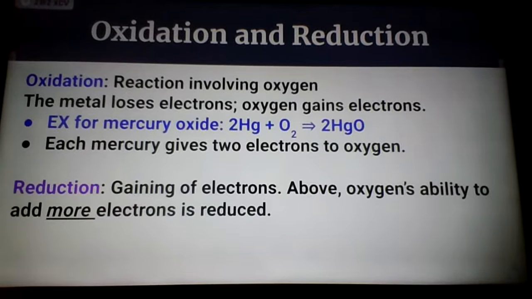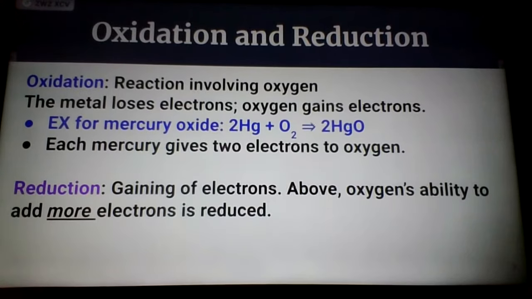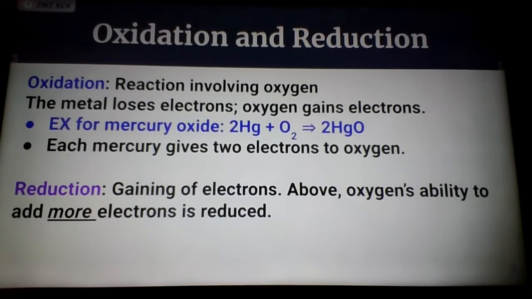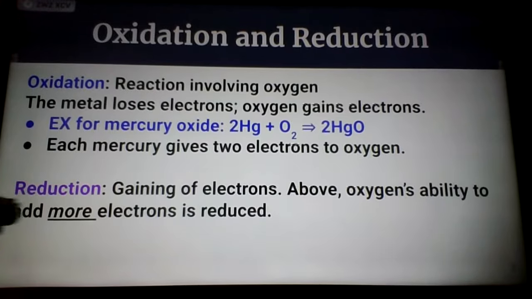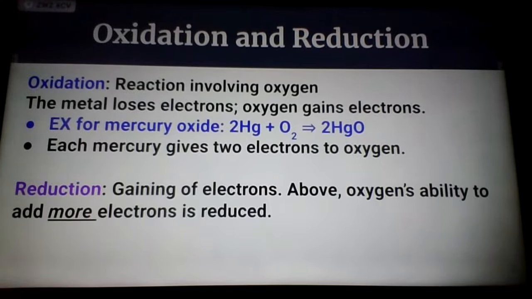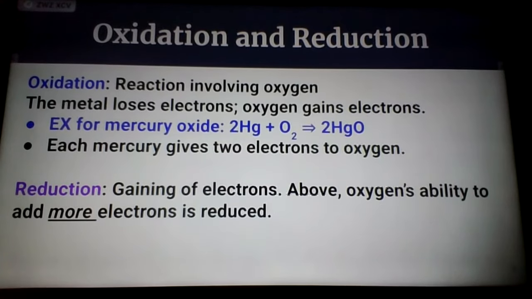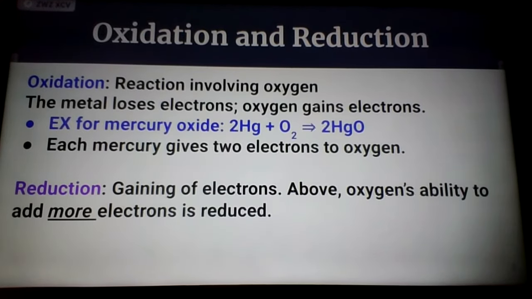In oxidation, the metal, the mercury, in the example you just saw, lost those electrons and the oxygen gained those electrons. So that's called oxidation. In reduction, that's the oxygen gaining the electrons. So the mercury, the metal, has been oxidized. The oxygen, as you see here, is getting reduced. The gaining of electrons. In that above example and the dot notation you just saw, the oxygen's ability to add even more electrons is now reduced, and that's because each of those 2 oxygen atoms now has 8 valence electrons.